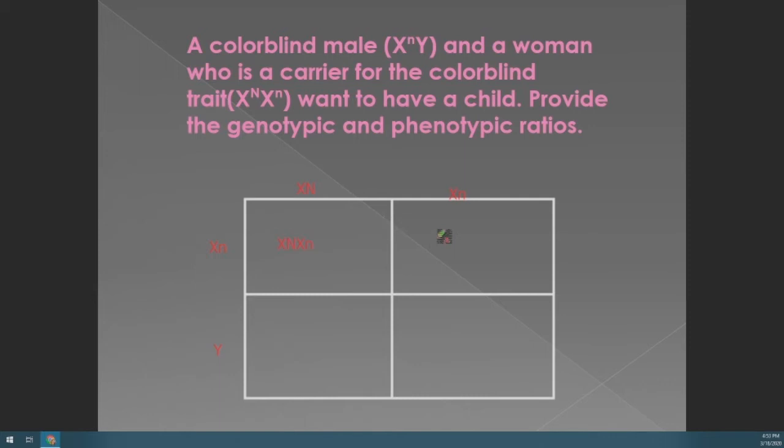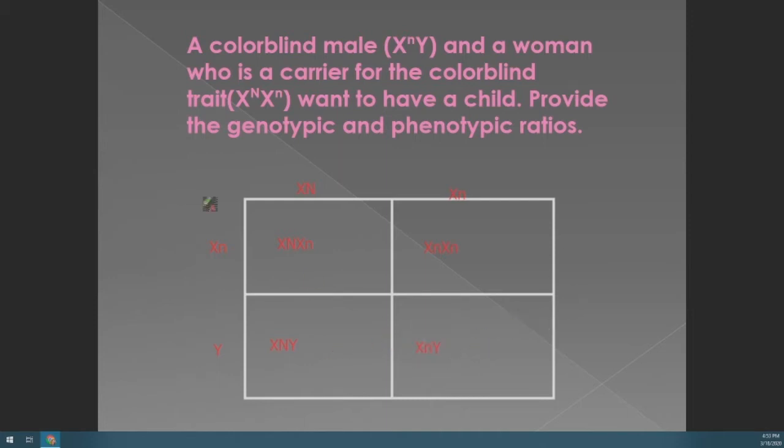So let's go ahead and come over to this one. Once again, we're going to bring it down from the top. We have X little n, and bringing it over from the left, X little n. Third box, bringing it down from the top, X big N, and Y. And then over here, bringing it down from the top, and then from the left, we have X little n and Y.